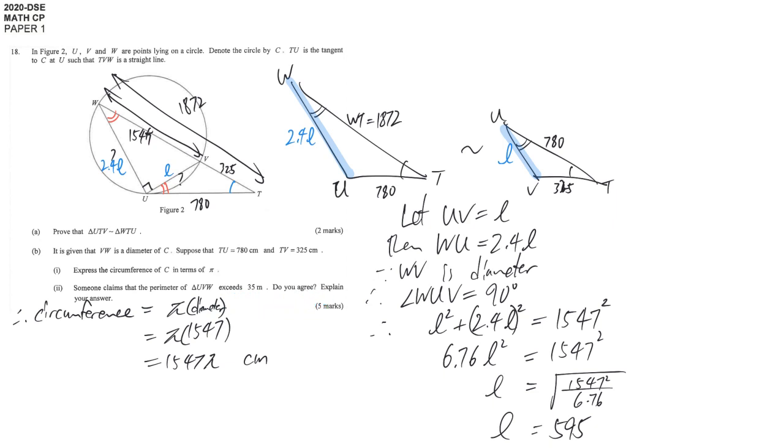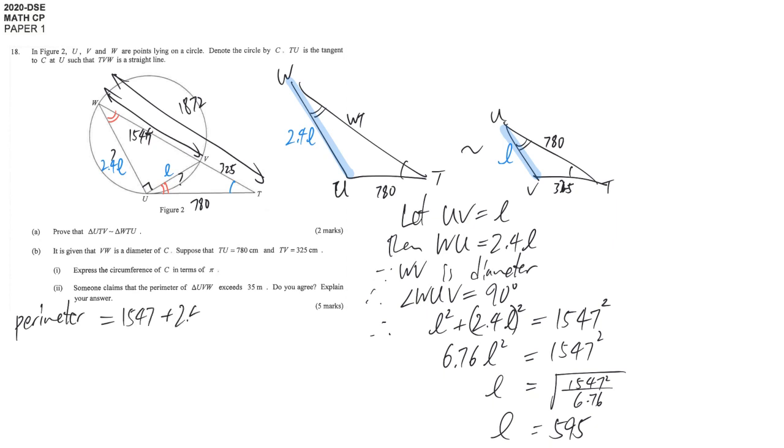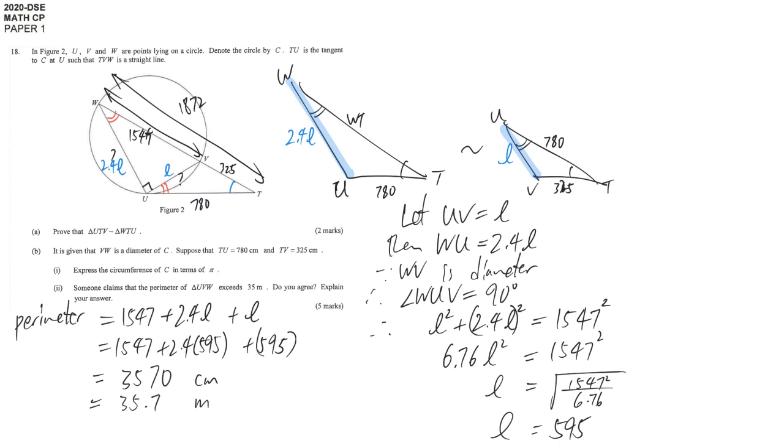So only getting L is not enough. We also need to get WU. So the perimeter is equal to 1547 plus 2.4L plus L. It is 3570 cm. We are going to compare with meters, so change it back. That means 35.7 meters, which is larger than 35 meters. So we agree with this statement. Just make good use of the similar triangle, then you find that it's quite easy to solve.